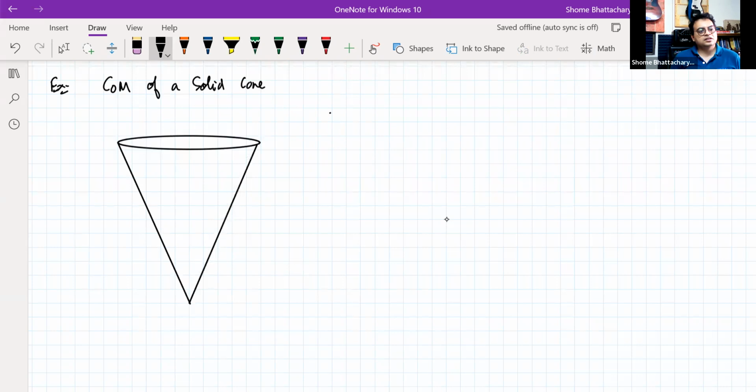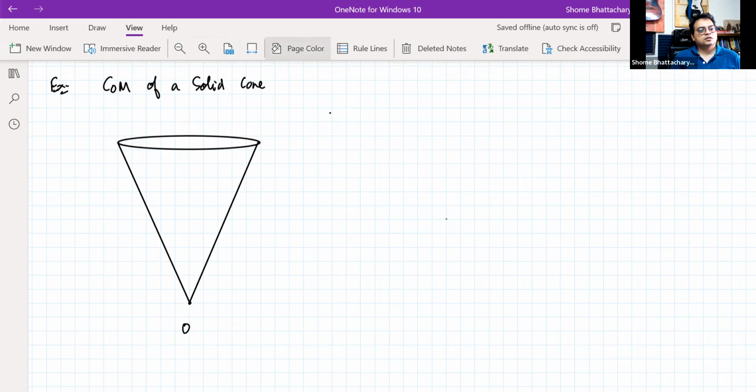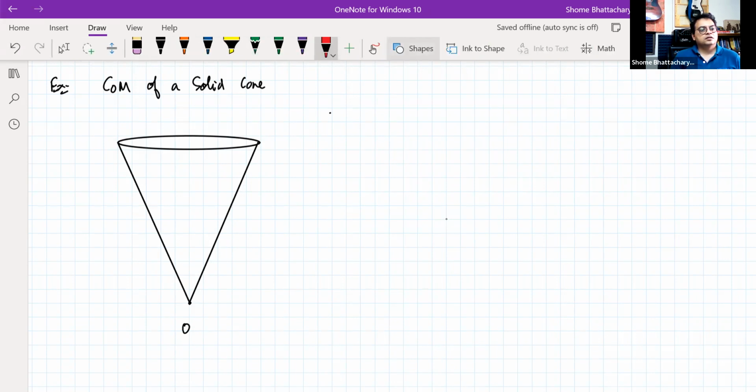And we will reference the center of mass not to the center of the base, but to the apex of the cone, which is this point here. Once again, if we join the apex of the cone with the geometrical center of the base, we have the axis of symmetry. We take this as the y-axis.